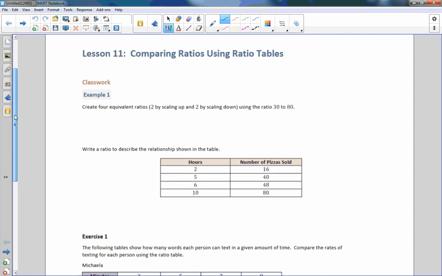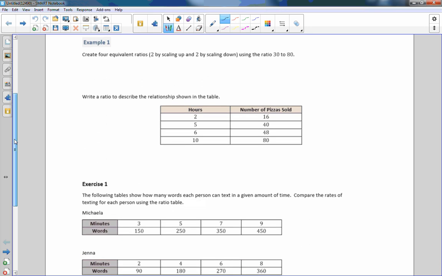So here's example one. Create four equivalent ratios, two by scaling up and two by scaling down, using the ratio 30 to 80. So if I scale 30 to 80 down, if I divide both of those by 10, I'm going to get 3 to 8. Okay, if I divide both of those by 5, 30 divided by 5 is 6. 80 divided by 5 is 16. So if I keep doing that, I can get multiple ways of doing this.